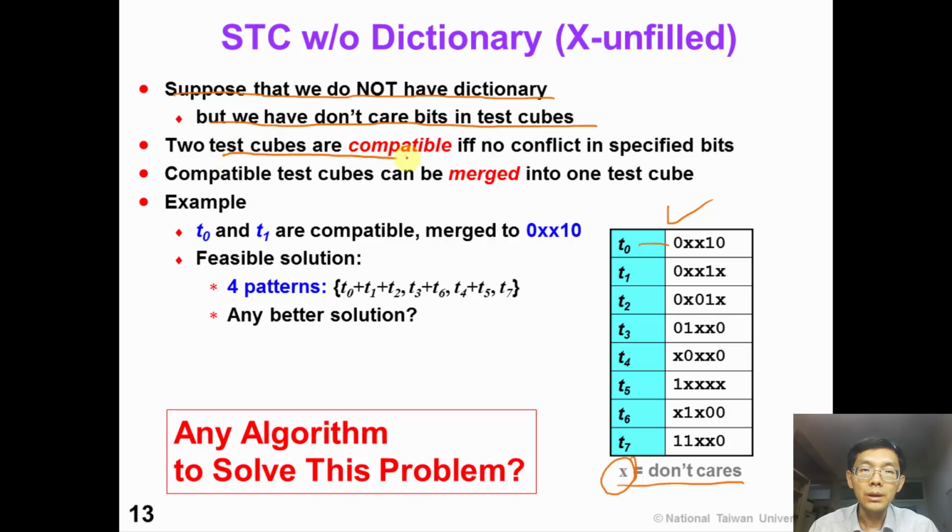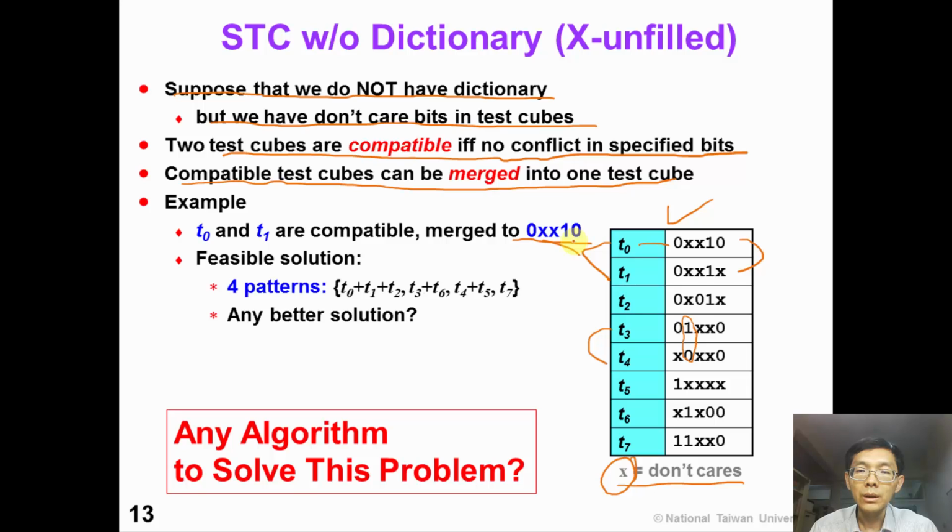Two test cubes are said to be compatible if there is no conflict in the specified bits. For example, T0 and T1 are compatible. However, T3 and T4 are not compatible because there is a conflict in one specified bit. It is obvious that compatible test cubes can be merged into one test cube. For example, T0 and T1 can be merged into 0xx10.